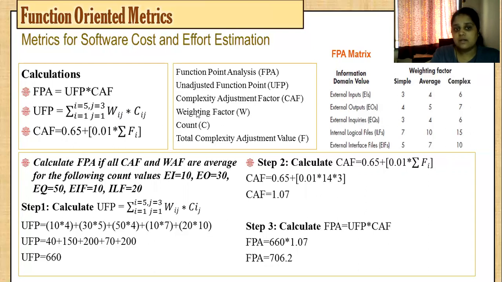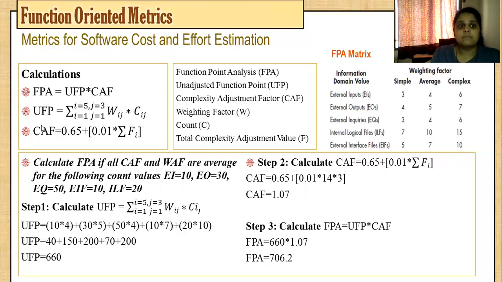Wij is the weighing factor and Cij is the count. Now, why have I written i = 1, j = 1, and i = 5, j = 3? It is starting from 1. This is the row, this is the column. So here I have a total of 5 rows and 3 columns. That is why 5 and 3. So I want to iterate through this matrix. That is why I have written this.